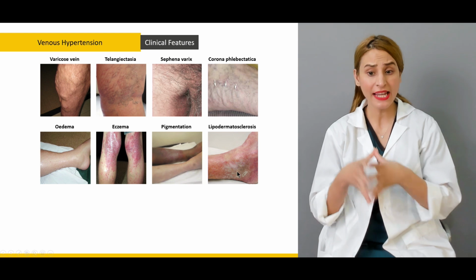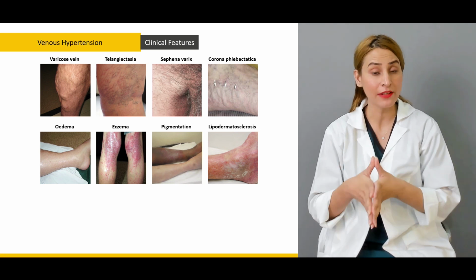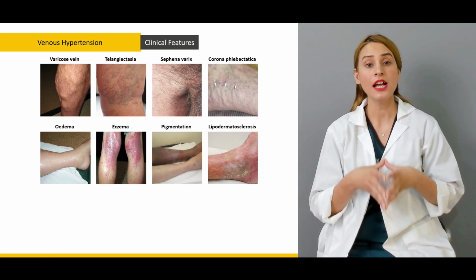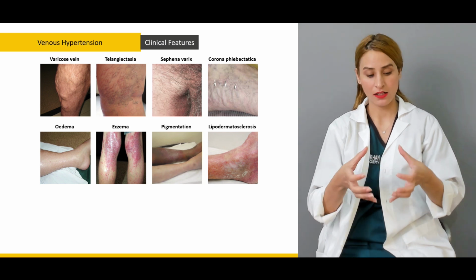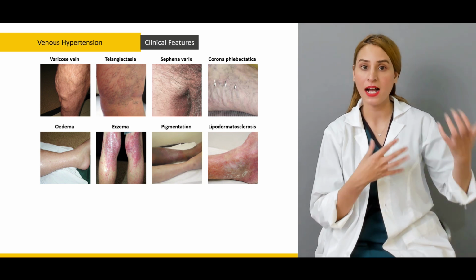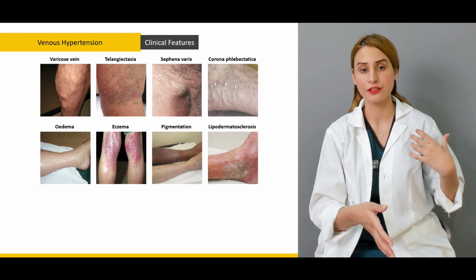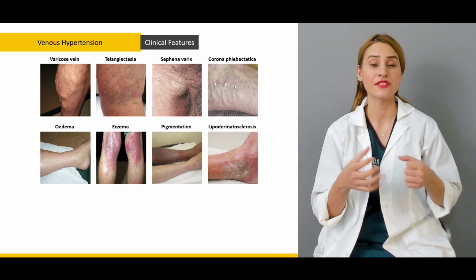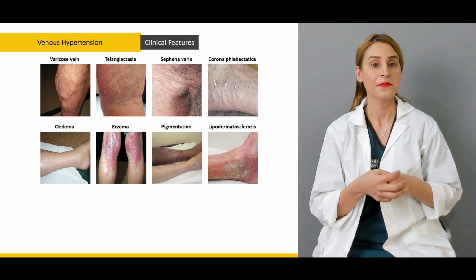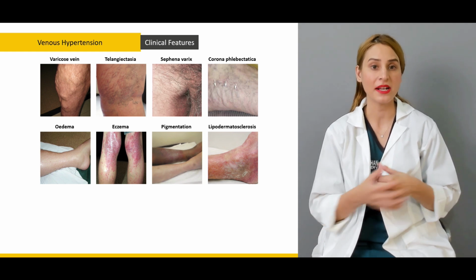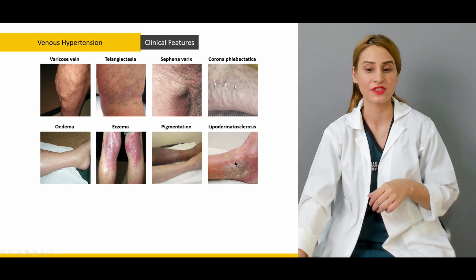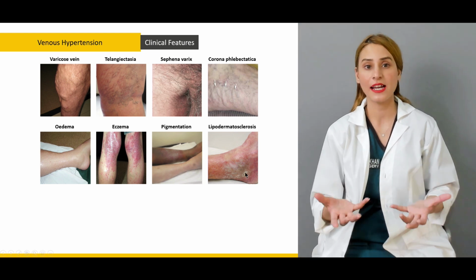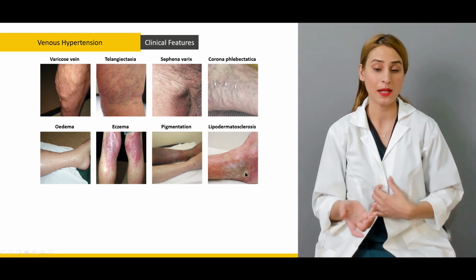And this sign is also called the inverted champagne bottle, because if you go from above downward, the skin is very much thickened, and there is atrophy of the musculature as well, just along this. So the appearance is like the inverted champagne bottle.